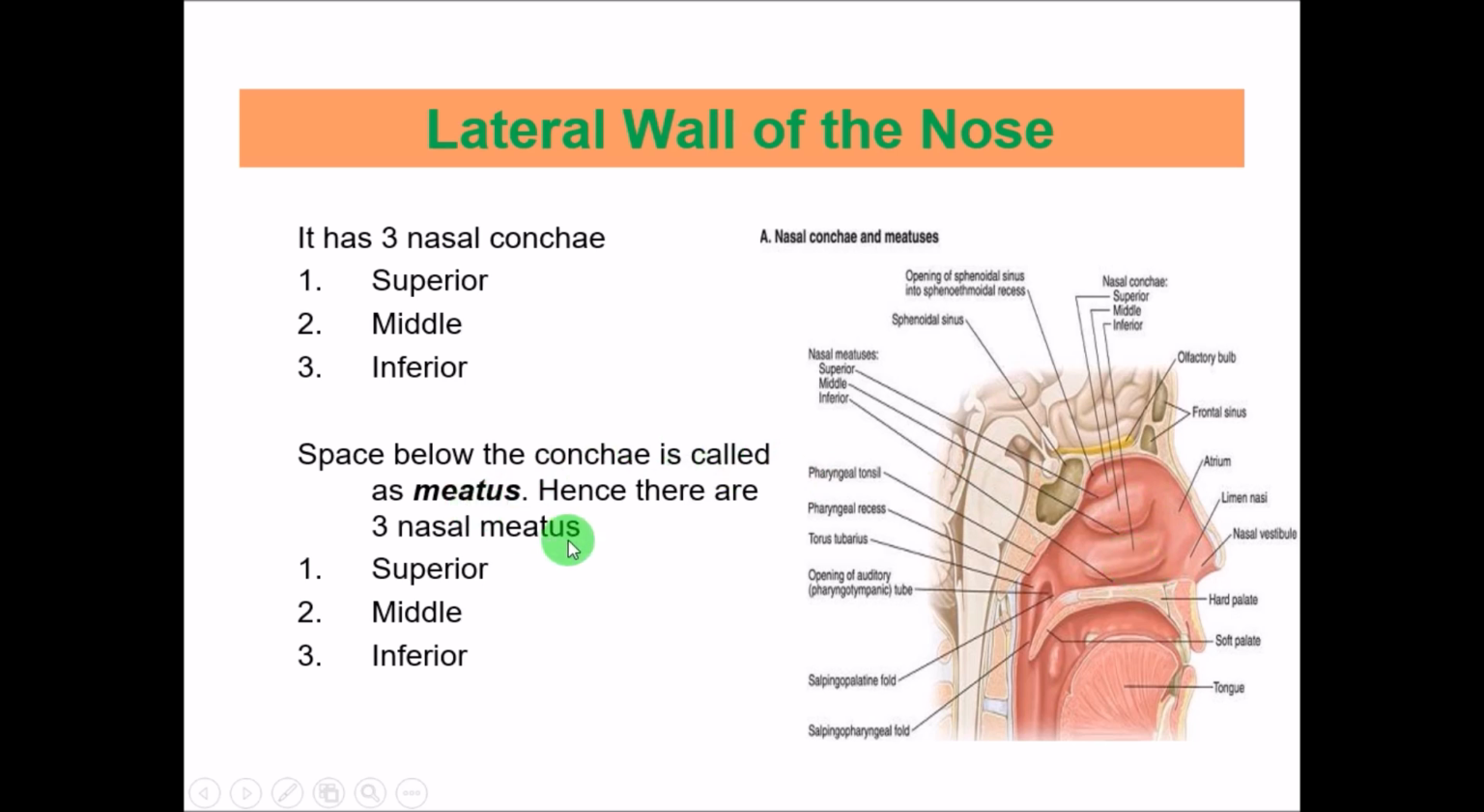Hence there are three nasal meatus: superior, middle and inferior. The space below the superior concha will be called the superior meatus. The space below the middle concha will be called the middle meatus. The space below the inferior concha will be called the inferior meatus. So superior, middle as well as inferior meatus, and these are the conchae, the elevations.